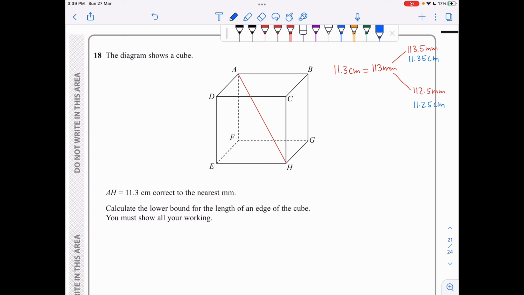Now we need to calculate the lower bound for the length of an edge. So I will call the length of an edge x. So this is x and this is x. I will draw the diagonal here.